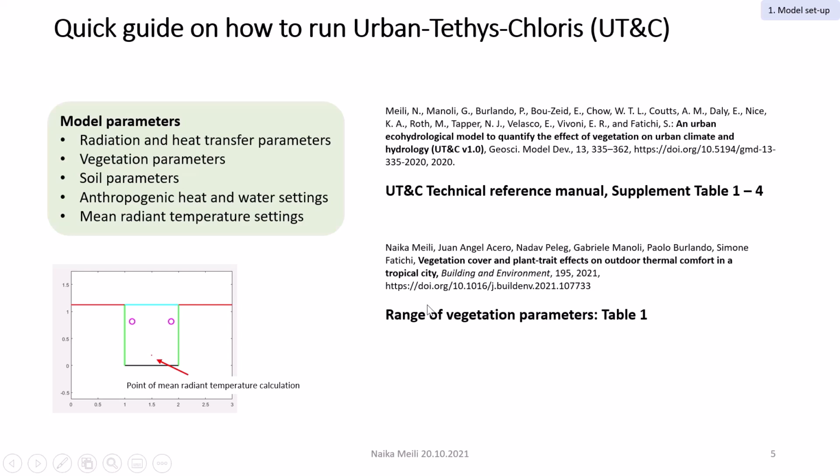Additionally, a range of vegetation parameters is provided in Table 1 in the article Vegetation Cover and Plant Trait Effects on Outdoor Thermal Comfort in a Tropical City, which was published in Building and Environment.